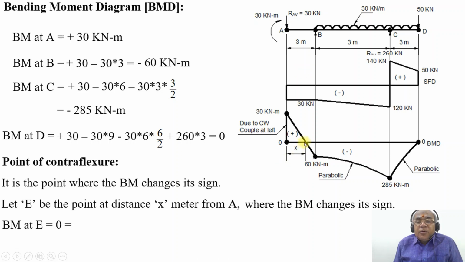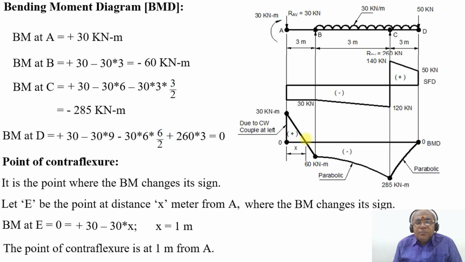So what is the bending moment at the point E? As the bending moment is changing its sign from positive to negative, in other words, it is crossing the reference line, at that point it is going to be 0. So BM at E will be equal to 0. So plus 30 minus 30 into x will be equal to 0. Therefore, x will be equal to 1 meter. So the point of contraflexure is at 1 meter from A.